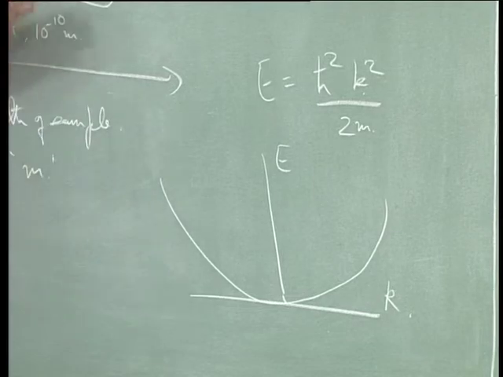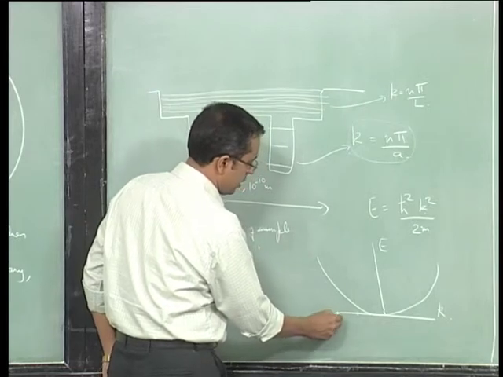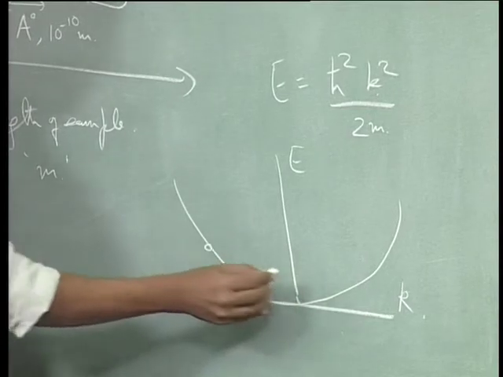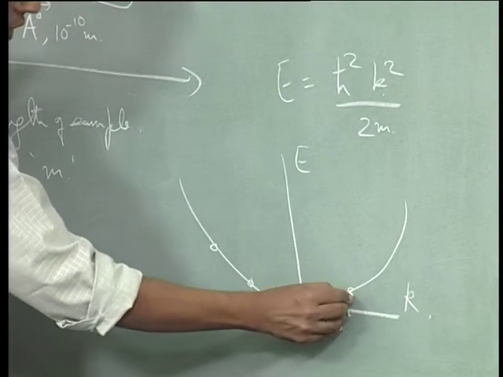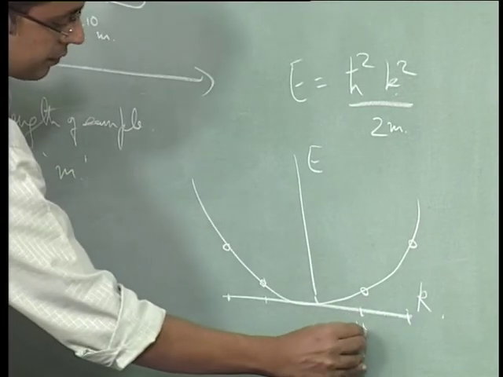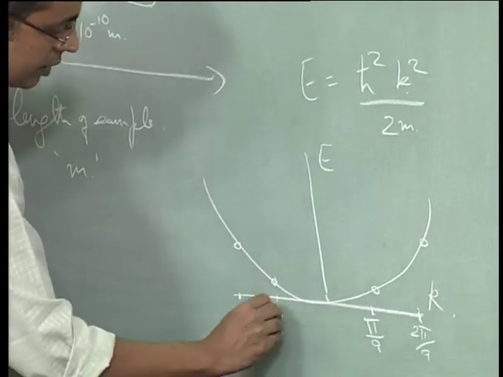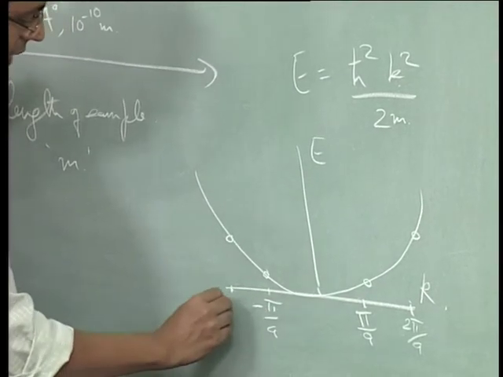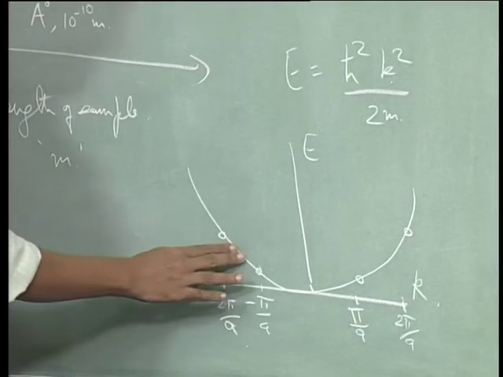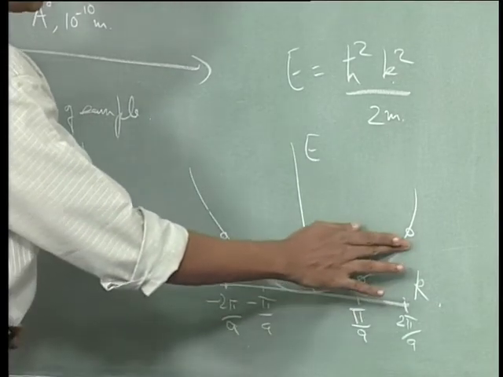For an electron that is confined, based on its confinement you will have only allowed values of k. The relationship would still hold, but only at specific values can you have an allowed value of energy. So only these particular values of energy are allowed. This is pi by a, this is 2 pi by a and so on, minus pi by a, minus 2 pi by a. These other values are not allowed, but the form is still going to be parabolic. If you connect the points it will look parabolic.